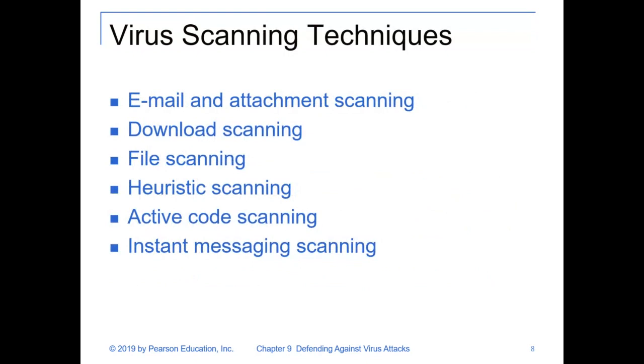And there are some different types of virus scanning techniques. Email attachment scanning is where the virus program will scan incoming emails and their attachments. Download scanning is where it will scan files that are being downloaded. File scanning, it will scan the files.